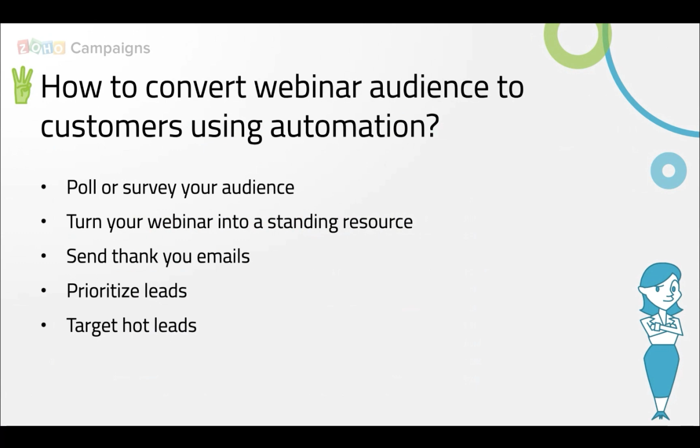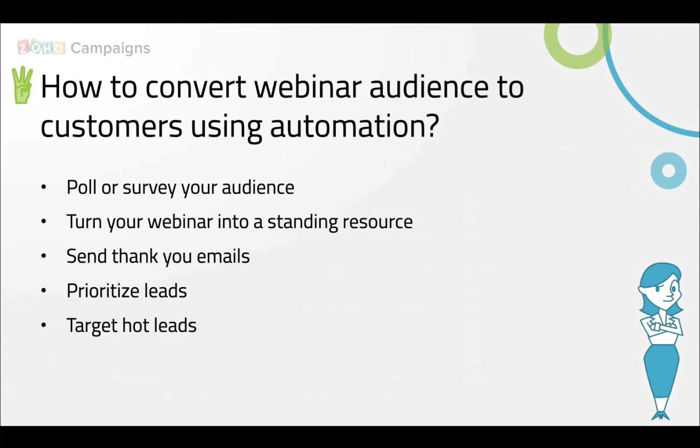I don't think I'll have to explain this again since we have discussed it while speaking about webinar email marketing. And next is prioritizing leads. So according to the behavior of your webinar attendees and registrants, you can decide on how to go about them, the frequency of emails that needs to be sent to each set of contacts, the topics, etc. So after you prioritize the leads, you can target the hot leads.